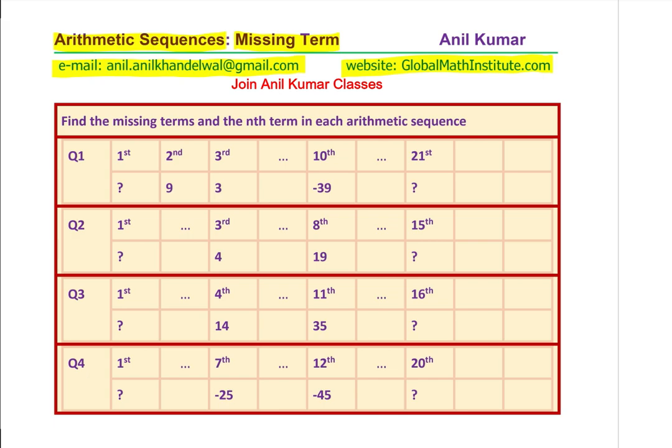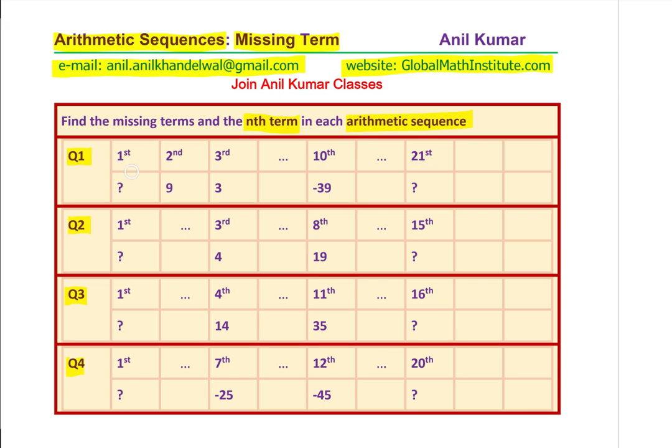We need to find the missing terms and the nth term in each arithmetic sequence. There are 4 questions given to you. I'd like you to pause the video, answer these questions, and then look into my suggestions. In the very first question, we are given second and third term. We are also given that these are all arithmetic sequence. That means constant difference between the consecutive terms. We are also given the 10th term so that you can verify that your formula is correct once you derive or write down the nth term for each sequence.